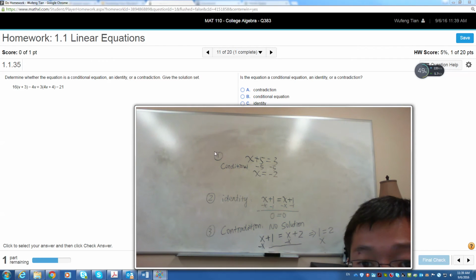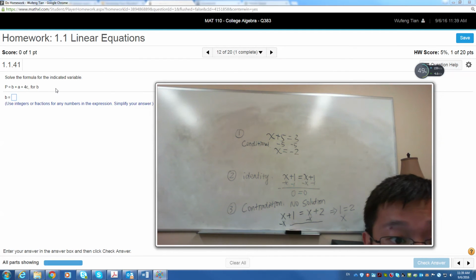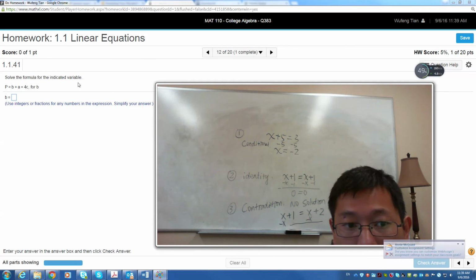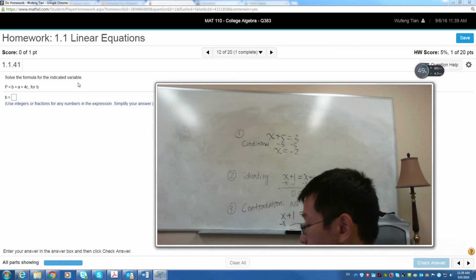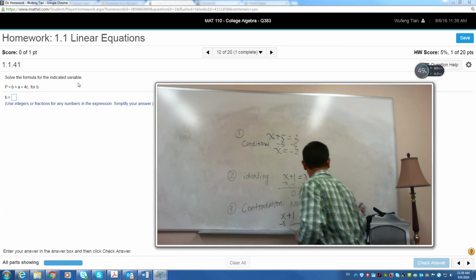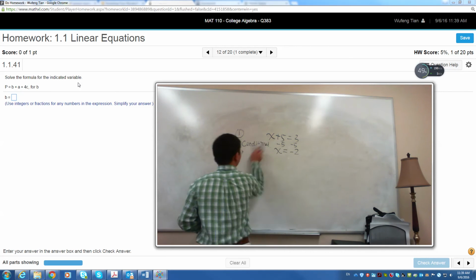This is the same idea. You can solve this equation and you do that. And check it out. Solve the formula for the indicated variable. So this is solve for b. Solve for equation, it means what? It means isolate that variable. Now we want to solve for b. Basically, we want to isolate b. I think it's pretty simple, but I still give you a little bit of help on this one. It's just a one step thing.